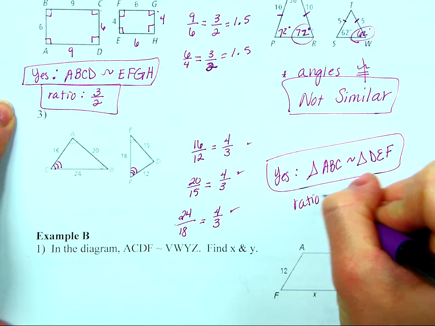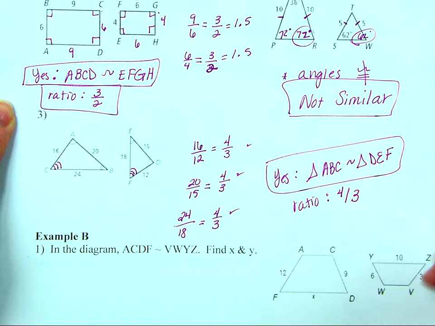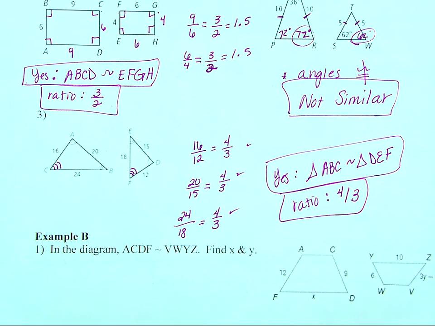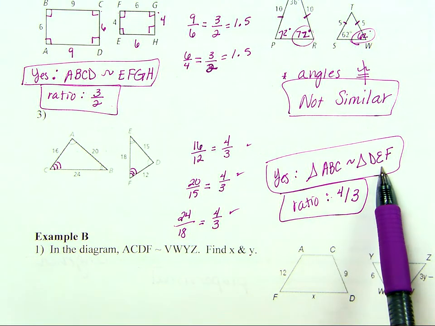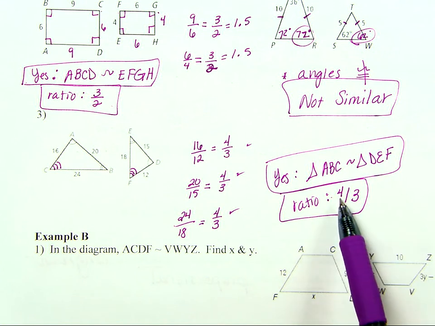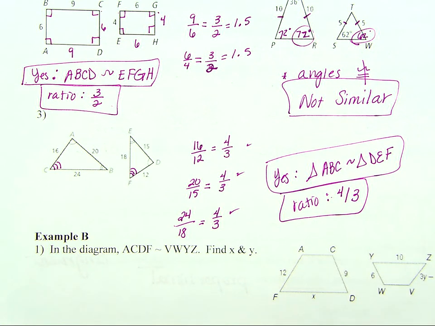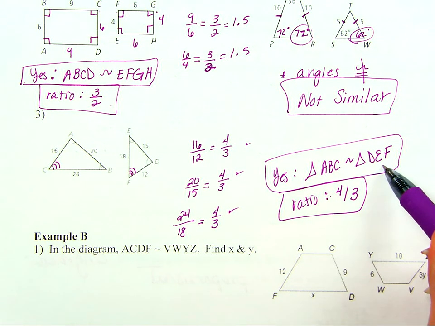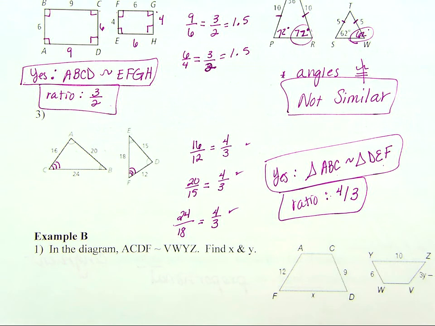And my ratio would be a ratio of 4 to 3. Now, what about a ratio of, if I turned it around, 3 to 4? Well, in my similarity statement, because I said my big triangle to my small triangle, my ratio has to follow the same, big to small. If I turned it around, that would be okay, but then my statement would need to be turned around. So triangle DEF, similar to ABC, would have a ratio of 3 to 4.